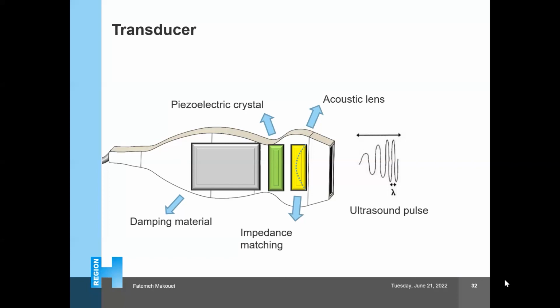There is also an acoustic lens that focuses the sound beam into a small spot, increasing sensitivity to small reflectors.